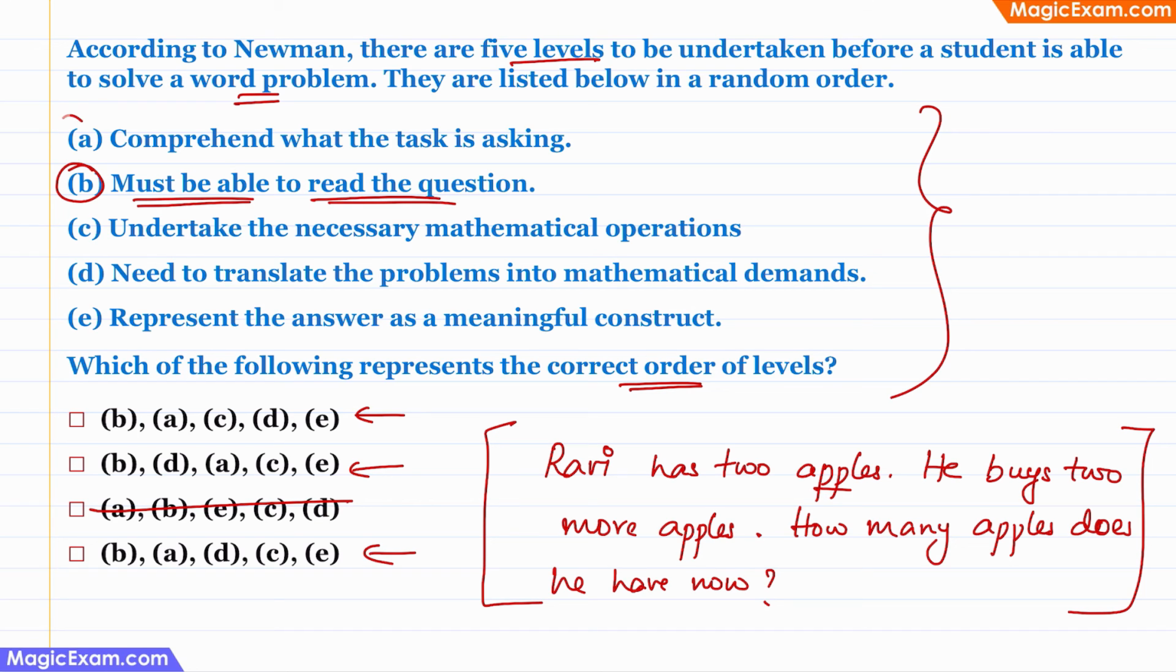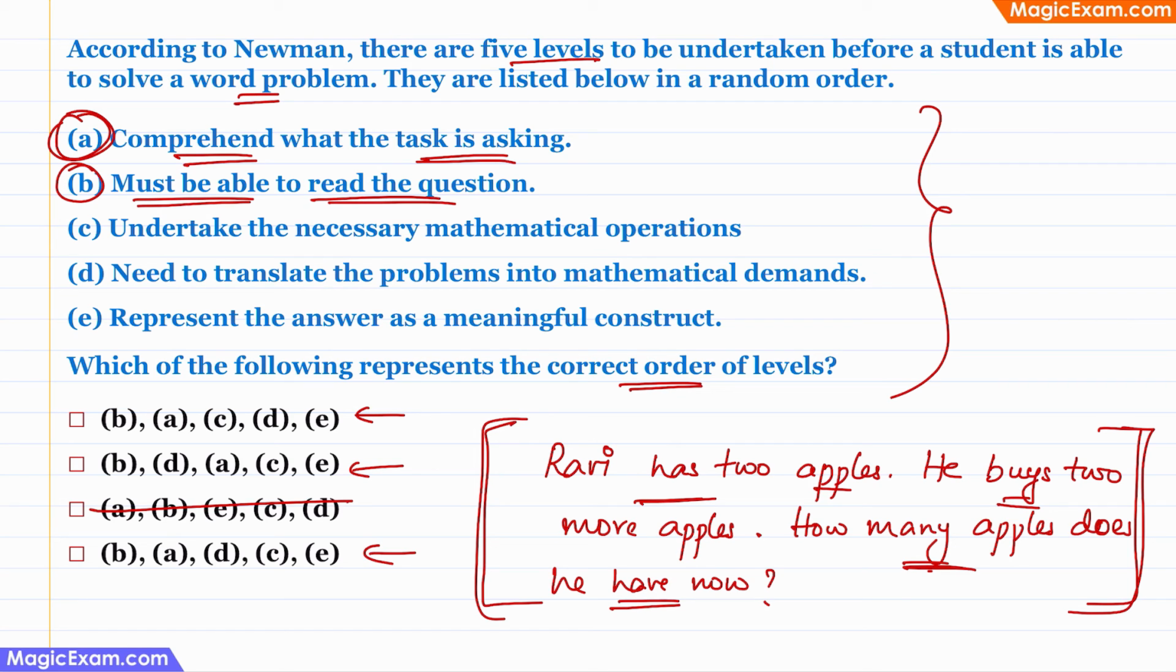Next, comprehend what the task is asking. That is, by reading this word problem, the student has to be able to identify what is being asked here, right? What is this problem trying to tell me, or what is this problem asking me to do, right? So comprehend what the task is asking. So here we are asking how many apples does he have now, and we are giving some information on how many apples he first had and how many he bought. So the task here is to see how many apples he has now. So the student must be able to comprehend what the task is asking. So A has to come next.